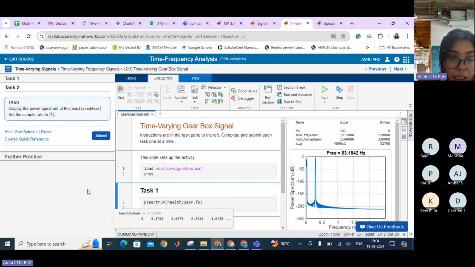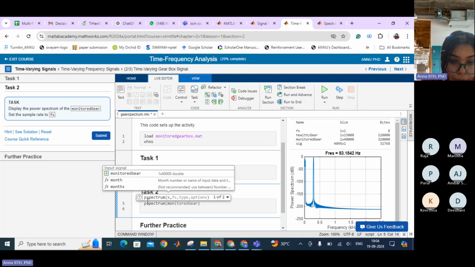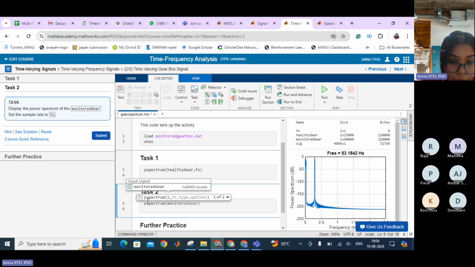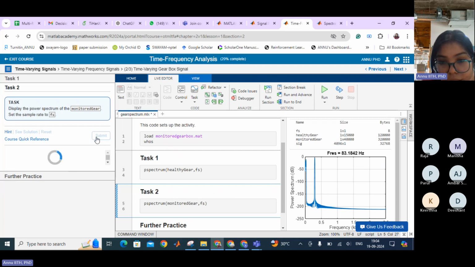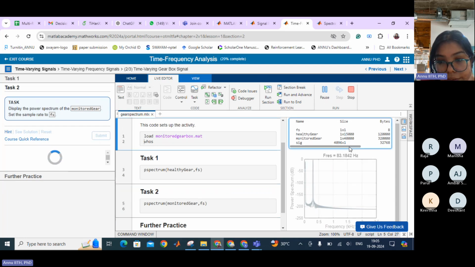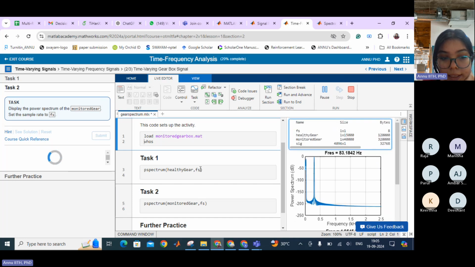Okay. Now to display the power spectrum of the monitor gear. We are very handy with displaying the power spectrum, like we have done so many things. We can use tab. In the signal, fs is already defined. Okay, the signal is of this quality.